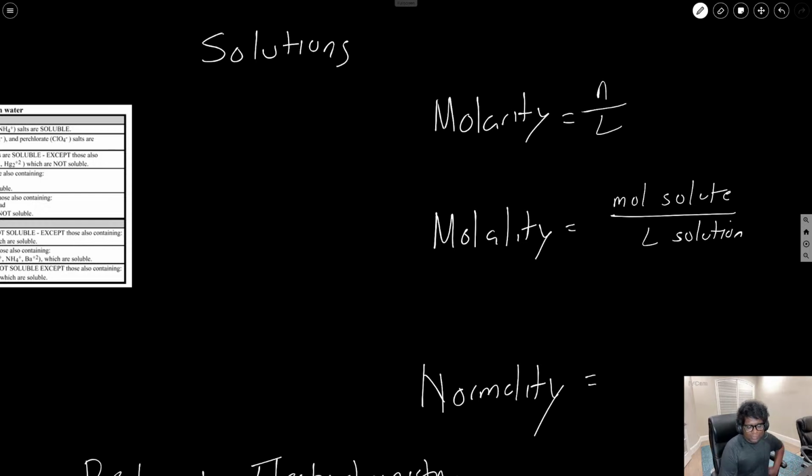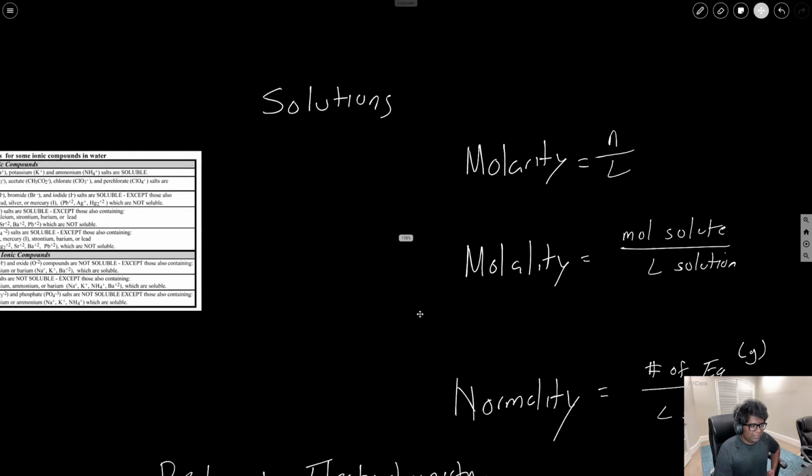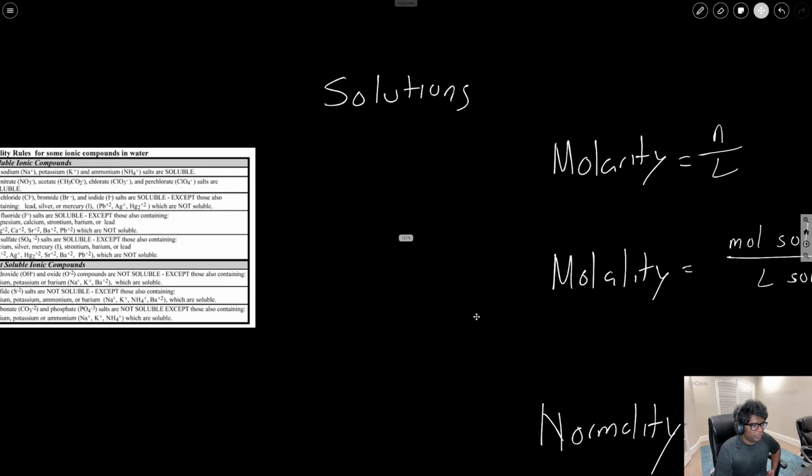Normality plays into equivalence. So it's the number of equivalents over liters of solution, usually given to you in grams. So this would be in grams. Mostly vocab terms. This is very low yield stuff, but I wouldn't say low yield, sorry. It will show up on the exam. It's probably going to be 1 or 2 discretes. I don't think you get screwed over in a passage if you don't know what this is.